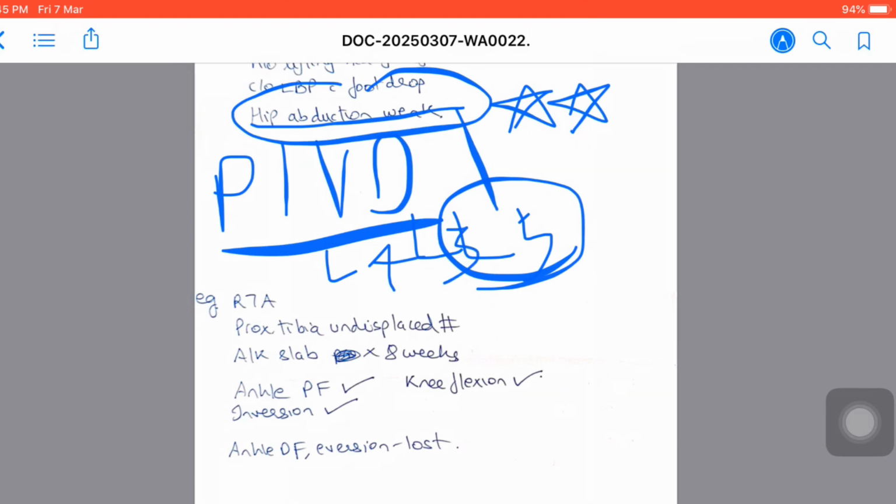Finish. Now, the next case is a case of road traffic accident. Proximal tibia undisplaced fracture was there. Above knee slab immobilization around the knee for prolonged period. And so what is the differential? There is immobilization around the knee, and the level of injury is suspected to be at the knee.